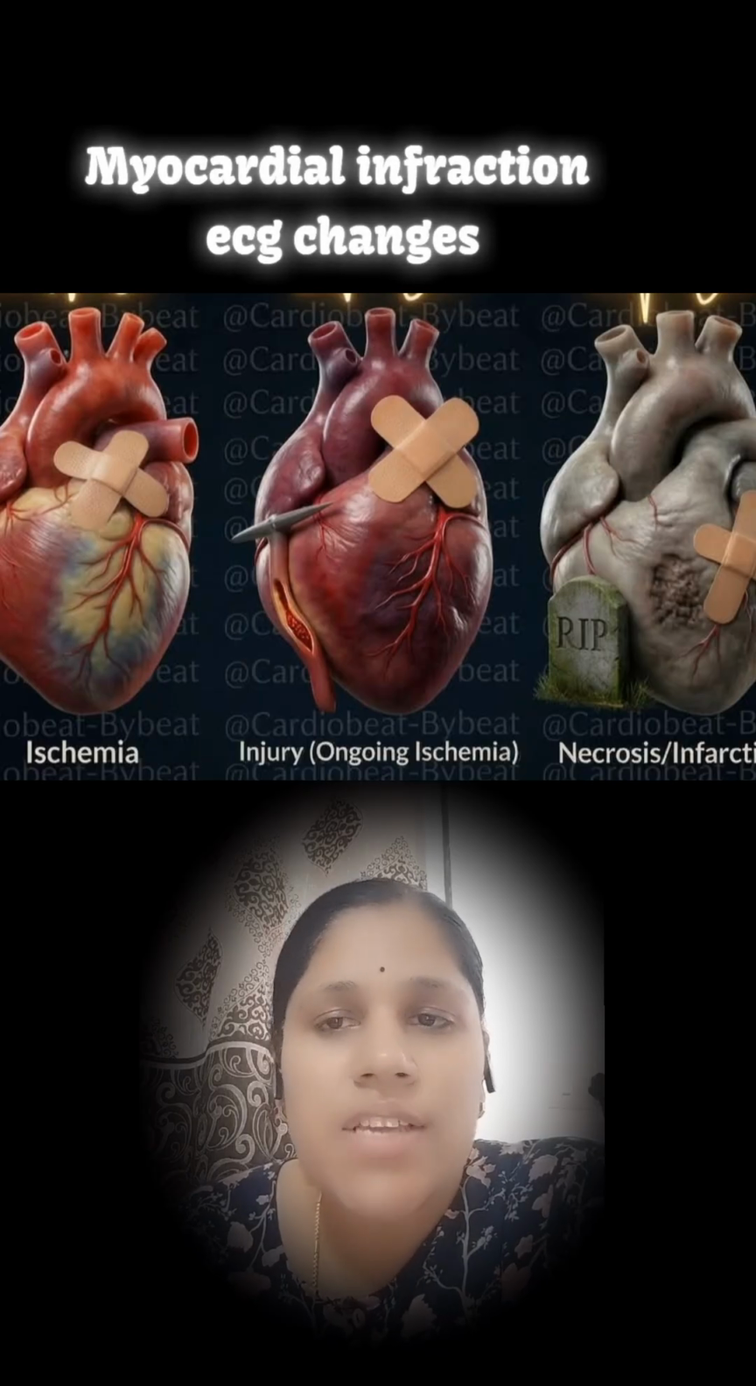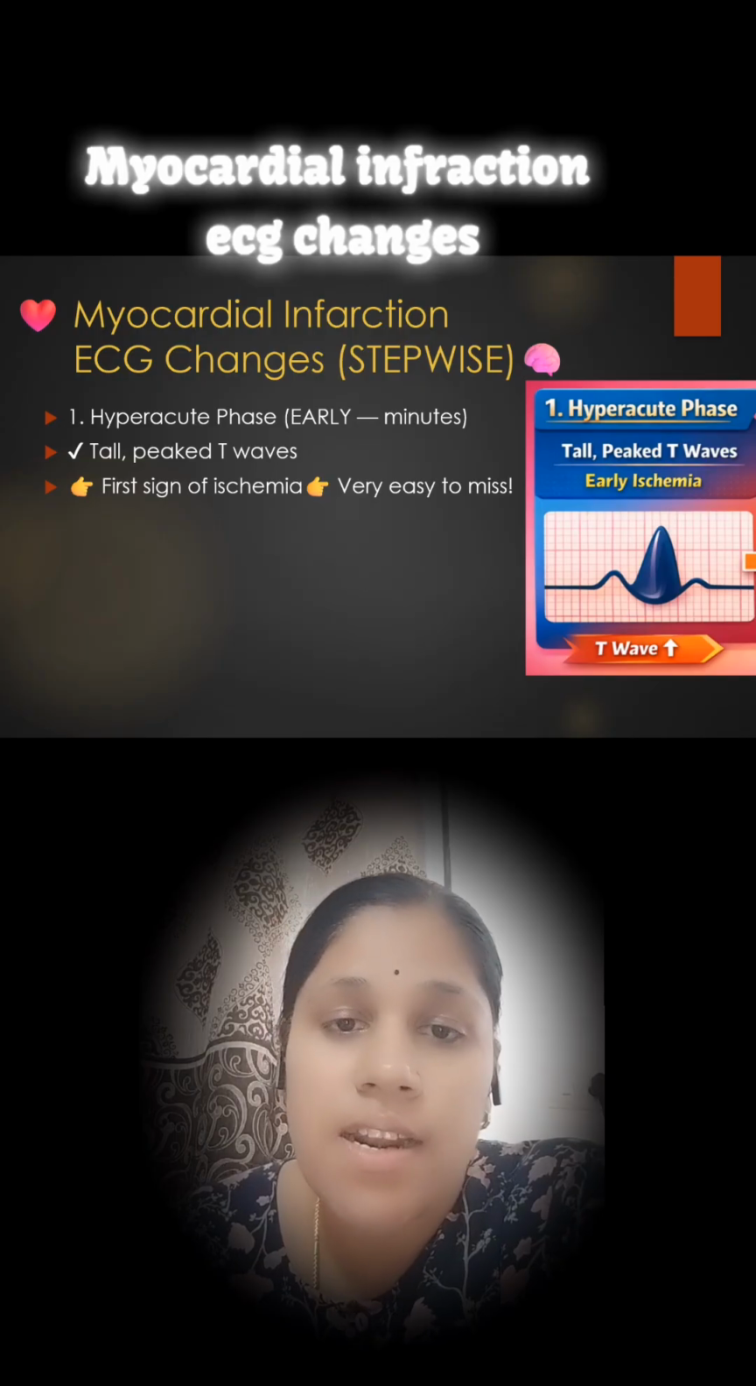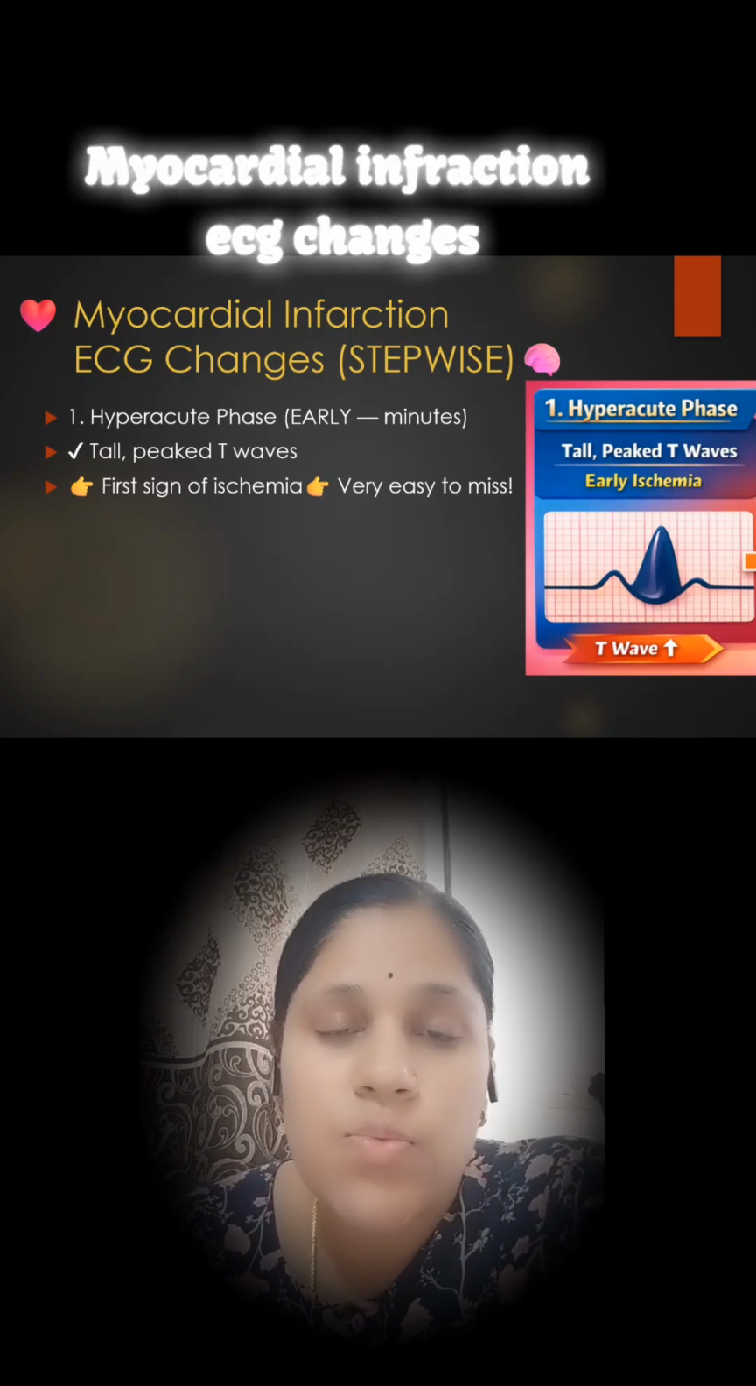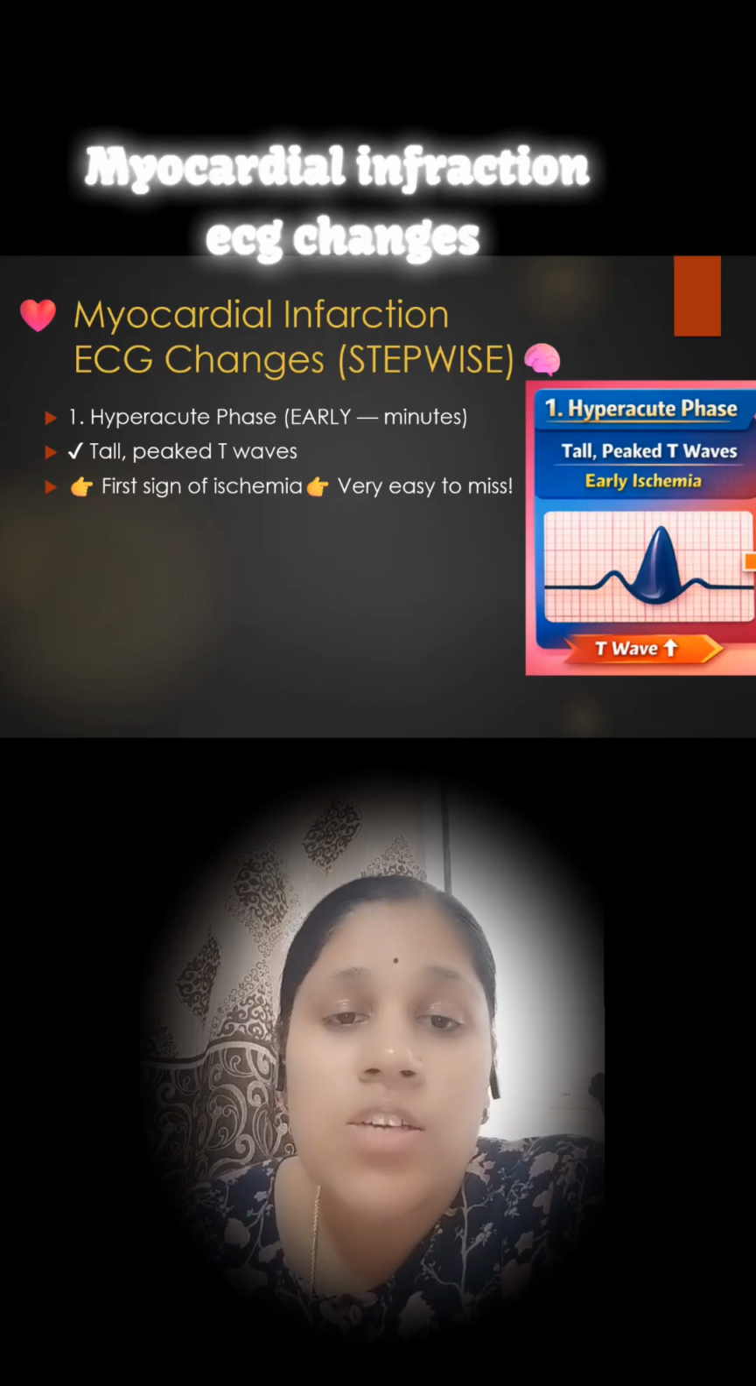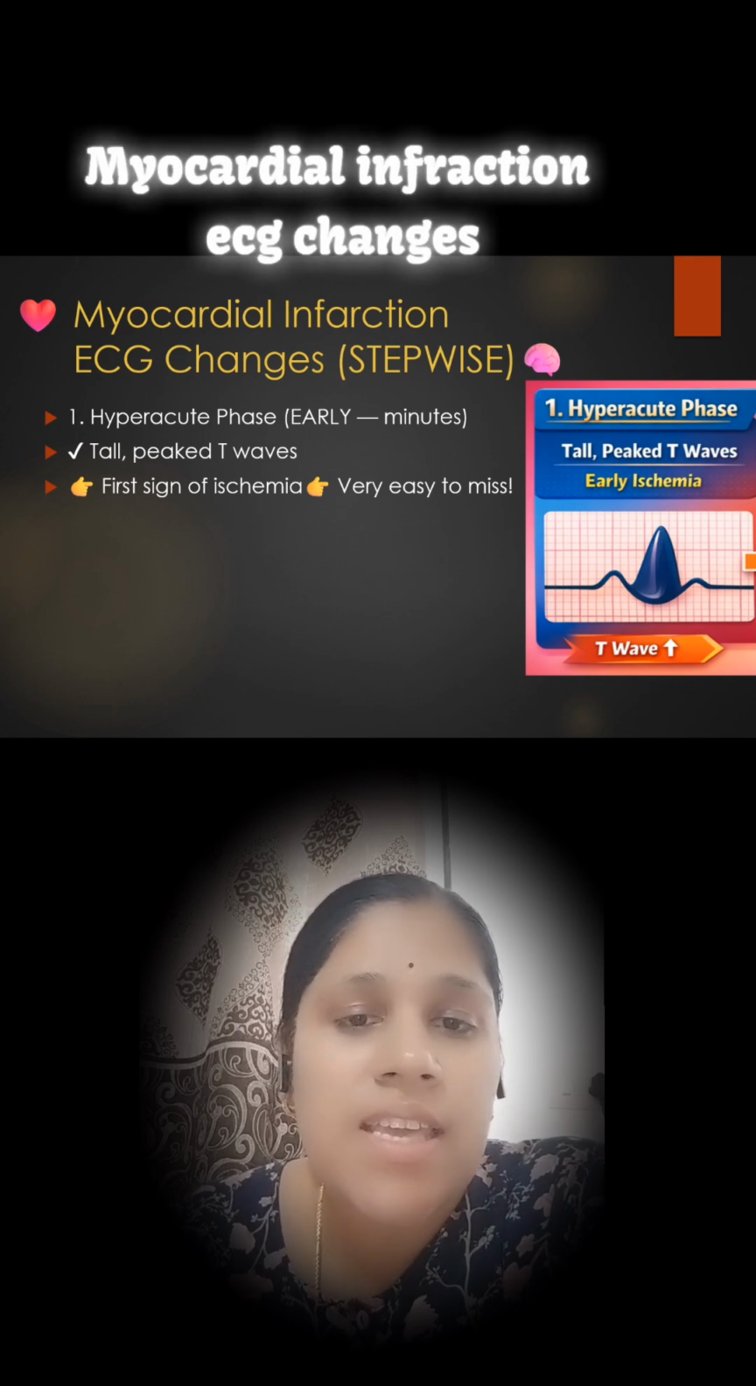Yes, the first stage is the hyperacute phase. It is the early phase. It happens within minutes. We can see tall peaked T waves. It is the indication of ischemia of the heart muscles. This is very easy, and it is often missed by many healthcare providers.